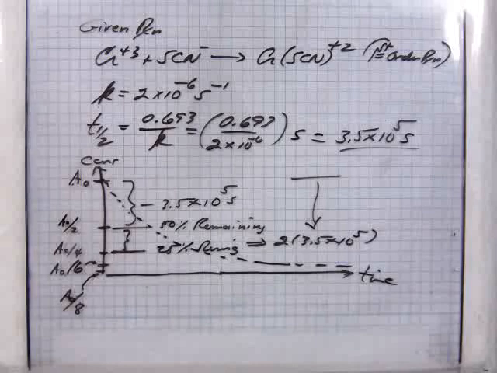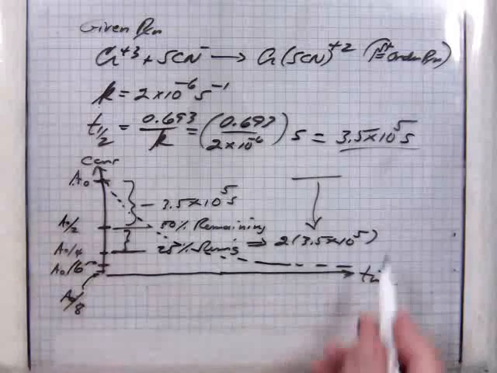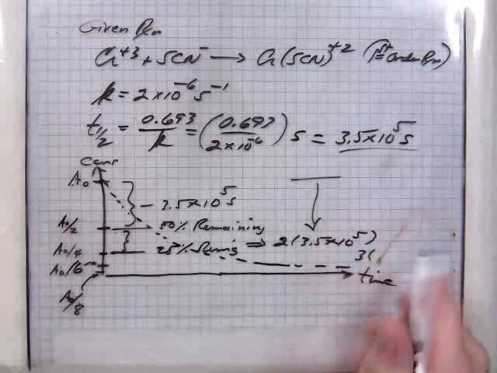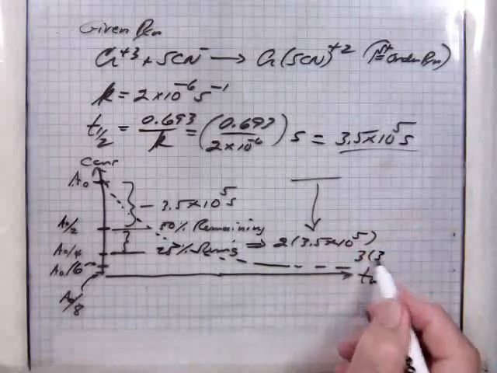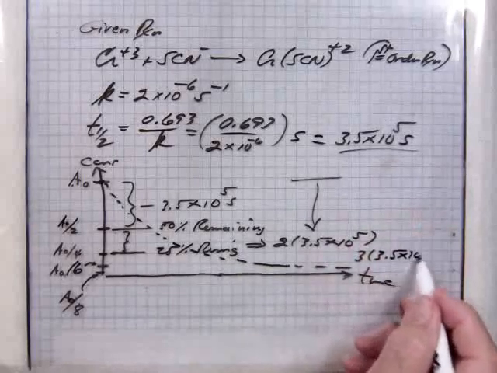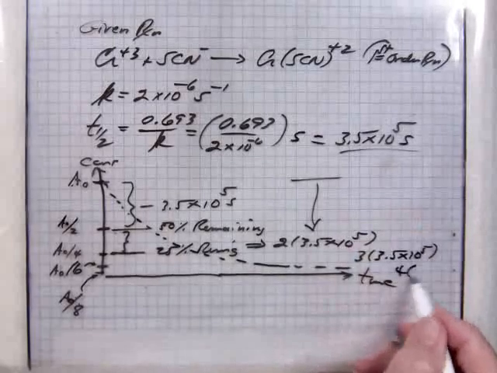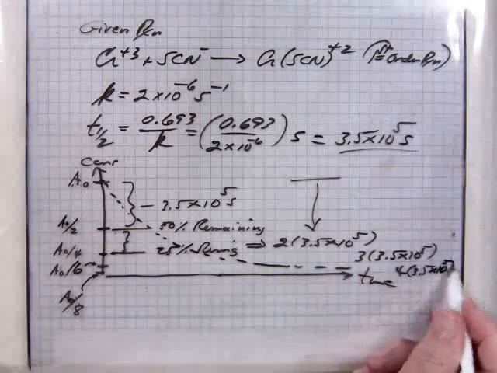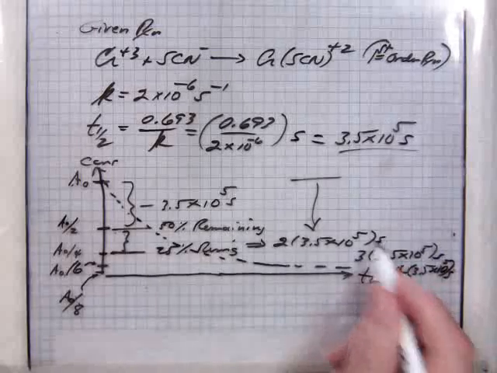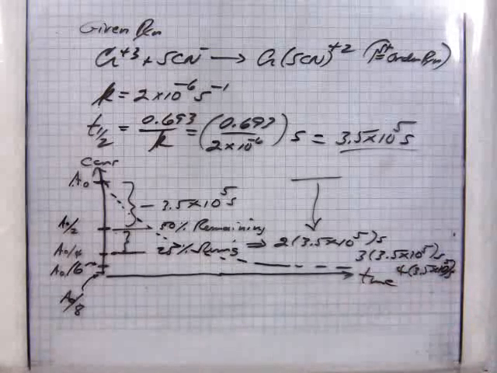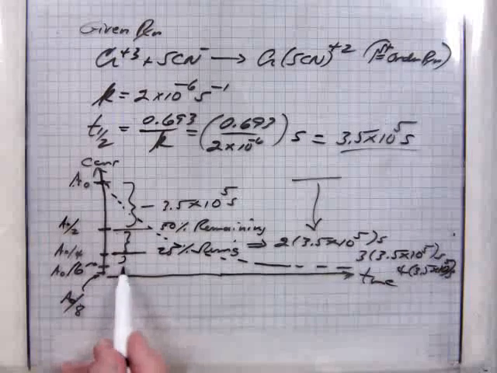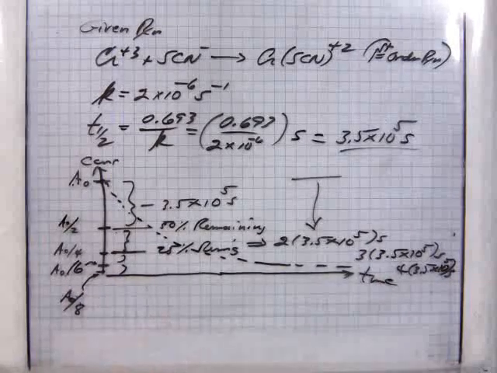12.5, half of that one, and then half again. So you'd have 3 times 3.5 and 4 times 3.5 times 10 to the 5th. And all of them are in seconds, of course. So each bracket of half-life is equal in getting to that next level.